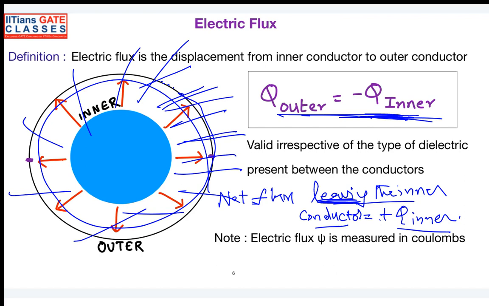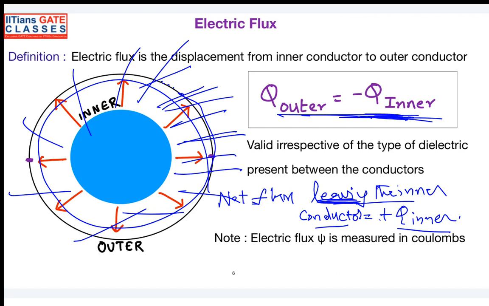Sometimes the outer conductor may not be purely a metal. In that case, what will happen? The flux will pass through the surface. That is why the net flux leaving the outer conductor will be exactly the same as Q. You should not consider minus because it is already leaving. Is it clear? We'll move on to the next one.